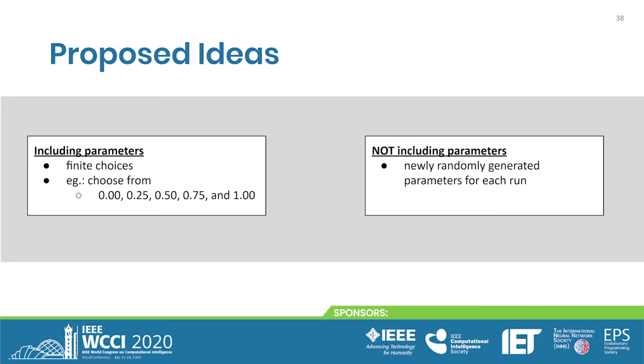For the first grammar, the parameters are discrete instead of all infinite numbers in an interval. For the second one, every time a candidate algorithm runs, it uses a new random set of parameters.